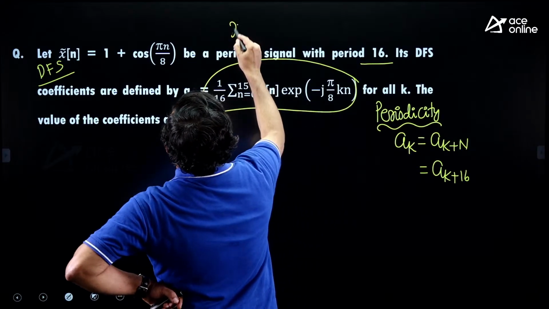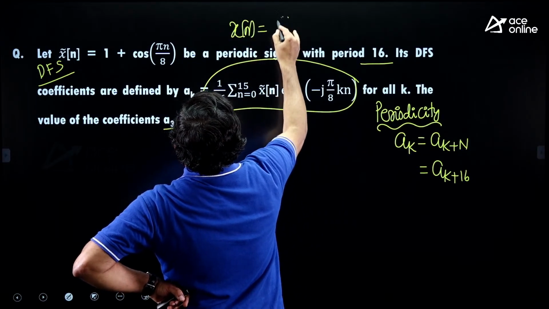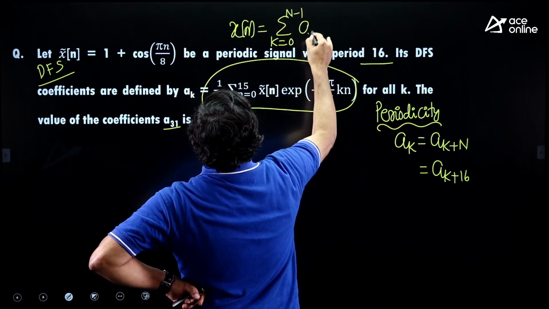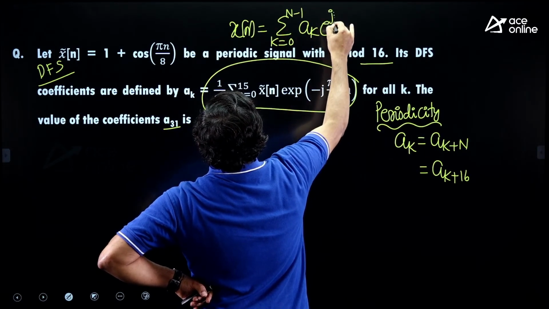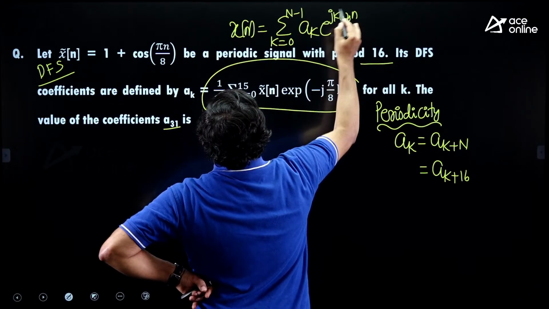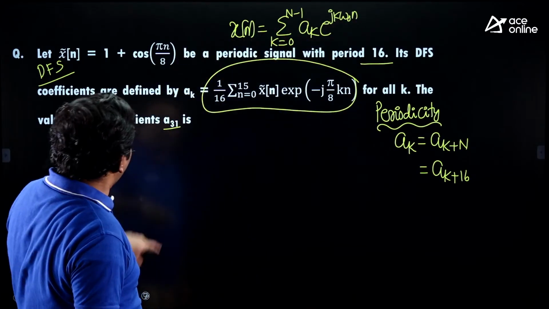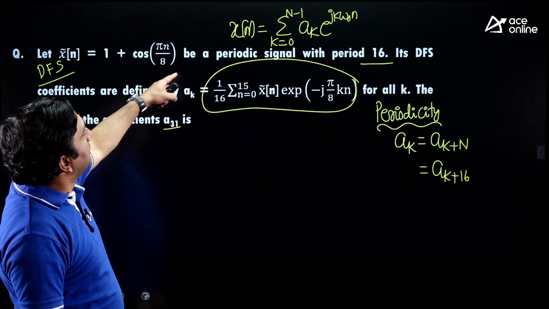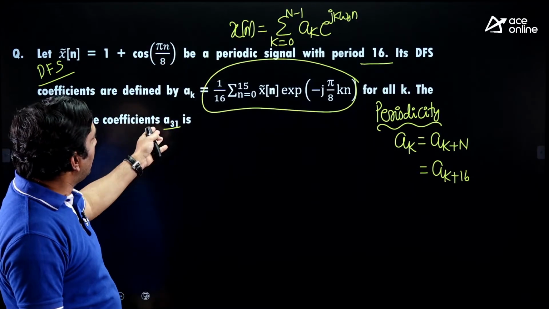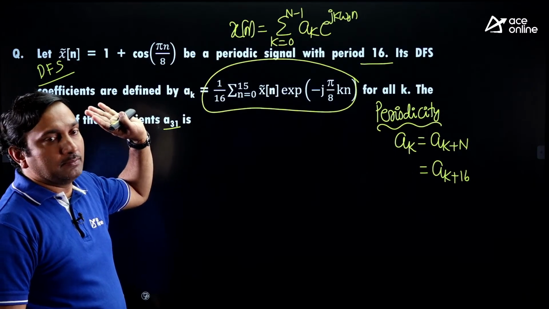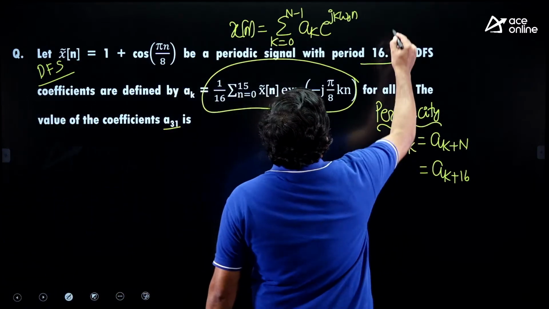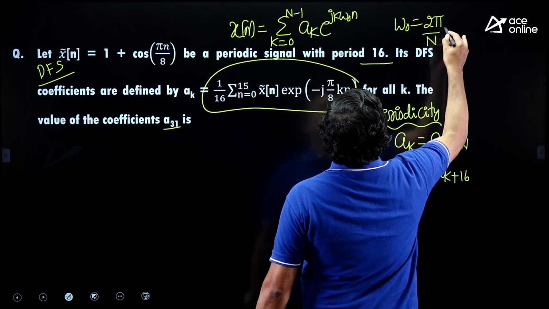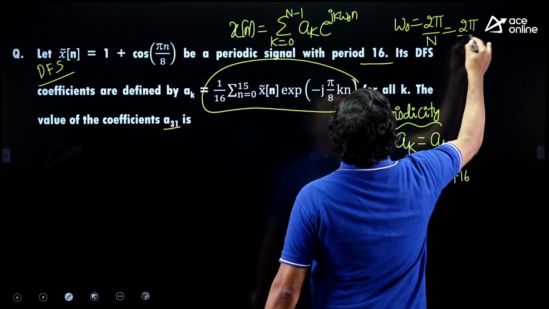What is the general form of discrete Fourier series? Sigma k equals 0 to N minus 1 a_k e power jk omega naught n. Luckily in the example it is given in the form of cos, so expand in terms of exponentials and compare. Then you are in a position to know that number, a_31. So what is omega naught? 2 pi by N, that is 2 pi by 16.